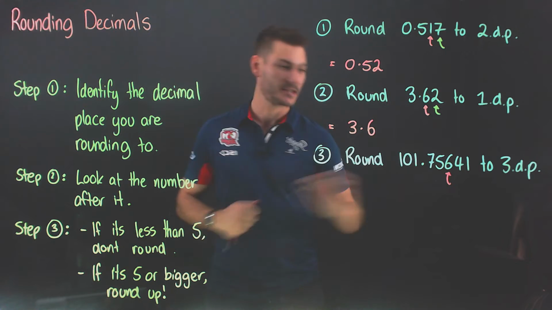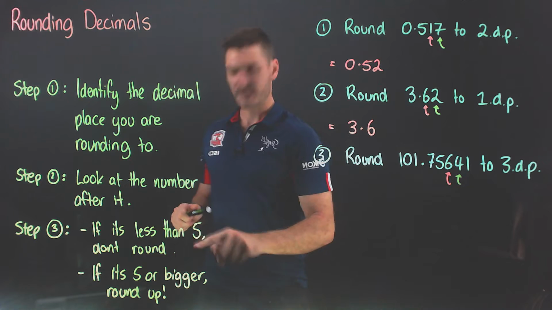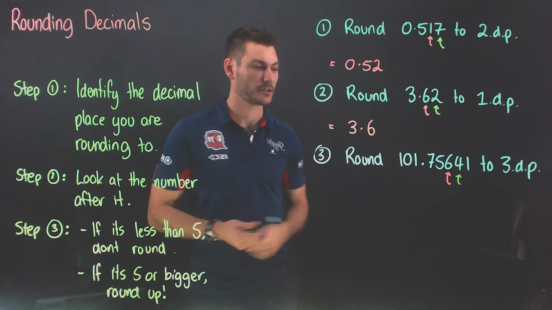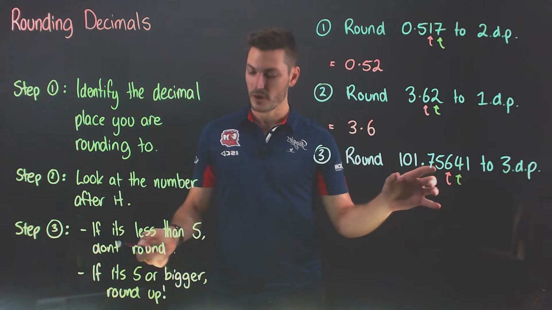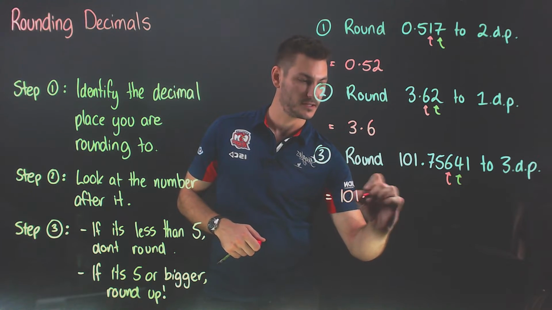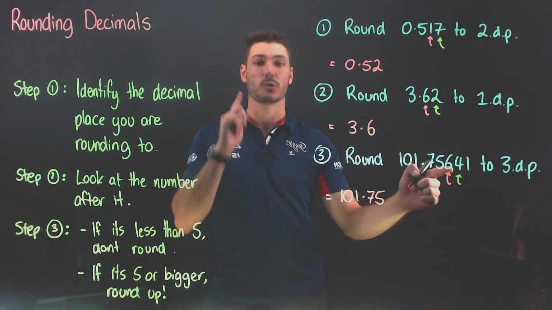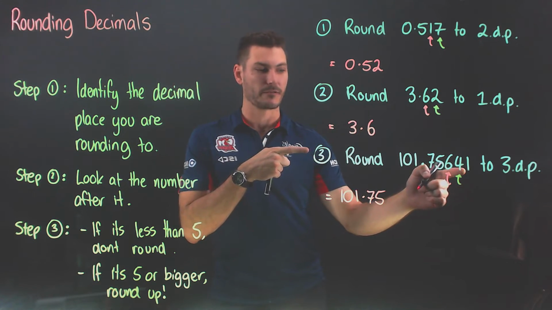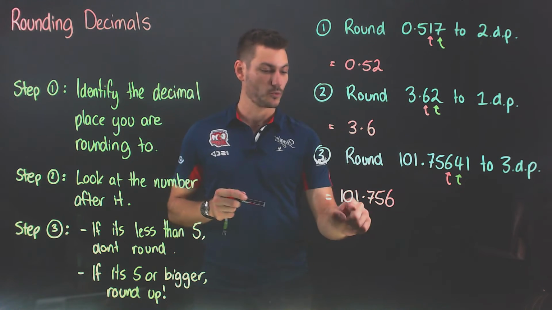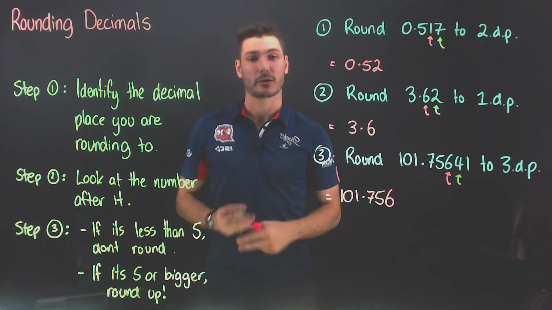Look at the number after it, step 2. So this 4, I'm going to use that 4, and is it less than 5 or 5 or bigger? 4 is definitely less than 5, at least where I got taught mathematics. So that means we're not going to round at all. So we're going to write the answer is 101.75, and we had to decide whether this 6 stays as a 6 or goes to a 7, but because 4 is less than 5, the 6 stays. So we write it in. 101.756, that's 3 decimal places as requested in the question.